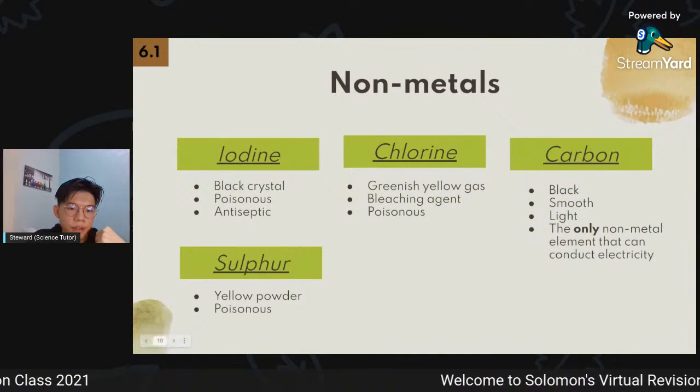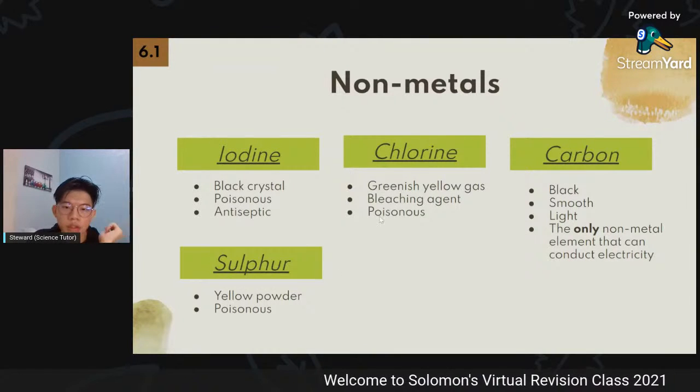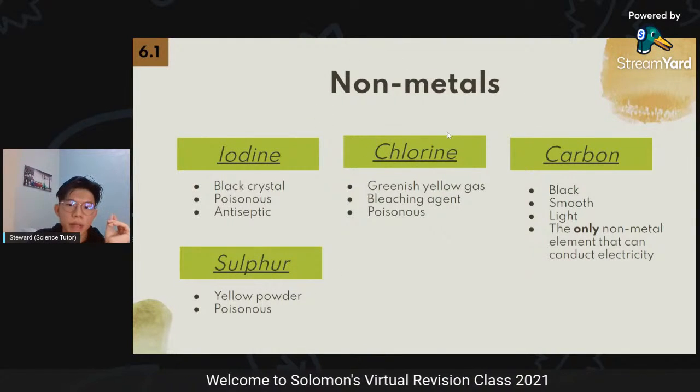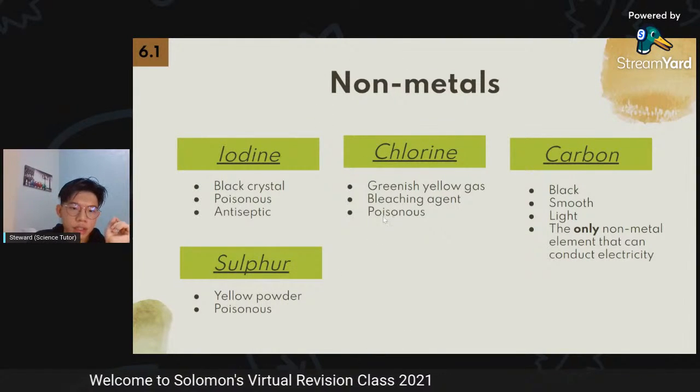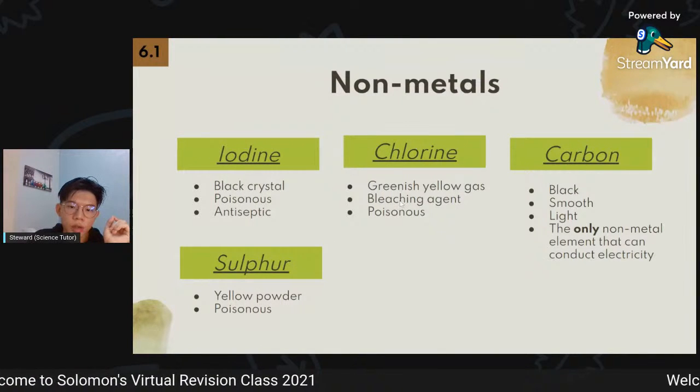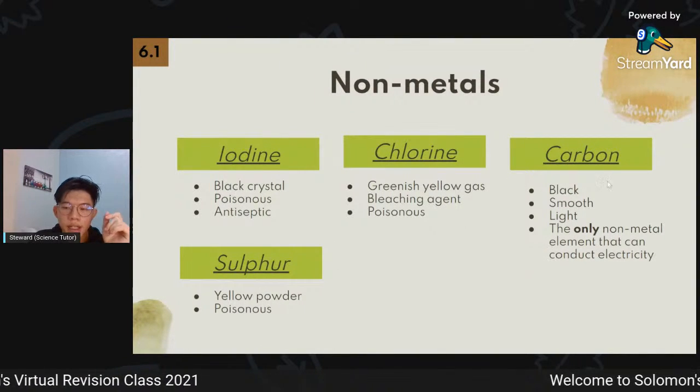Lepas tu kita ada sulfur. Sulfur dia yellow powder, lepas tu dia poisonous juga. So if you realize, most non-metals are actually poisonous. You can see iodine, poisonous, chlorine, poisonous, sulfur, so poisonous. Okay.